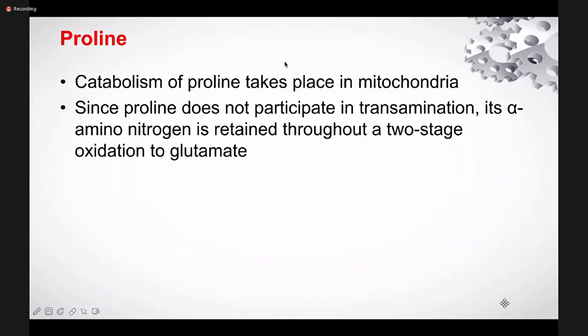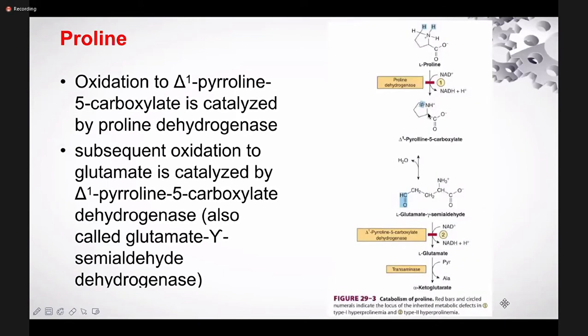So proline, catabolism of proline takes place in the mitochondria. Proline does not participate in transamination; it is one of the amino acids that do not. So its alpha nitrogen is actually retained throughout a 2-stage oxidation to glutamate. Proline is broken down to glutamate, and further on glutamate is broken down to alpha ketoglutarate as discussed in the previous slide. So it actually starts here with proline.